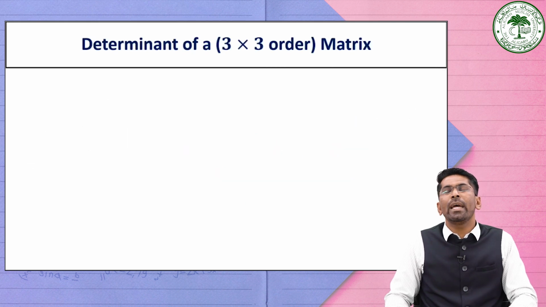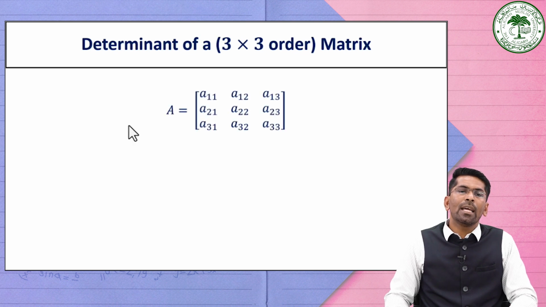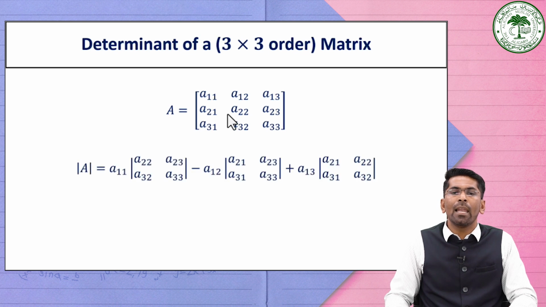Now if we have a 3 by 3 order matrix, then how can we find the determinant? See, for example, the determinant of A is equal to A11, A12, A13, A21, A22, A23, A31, A32, A33. We want to find out the determinant here. We start with the first element, that is A11. Then we cross out the concerned row and column. Then what is remaining here? We have a 2 by 2 submatrix, that is A22, A23, A32, A33.